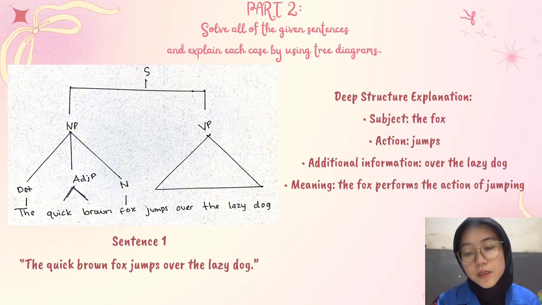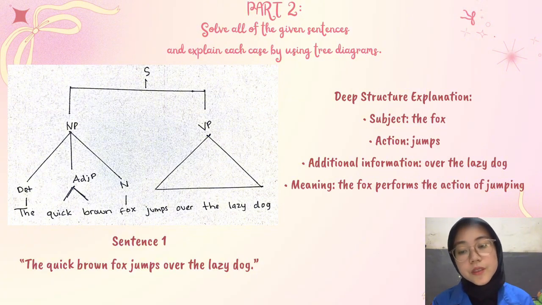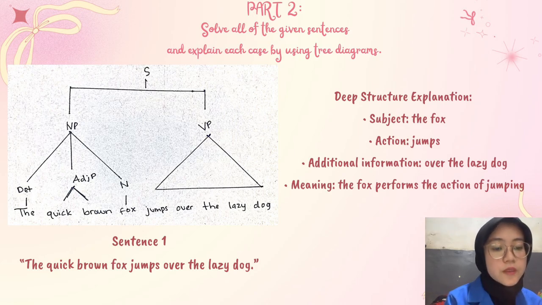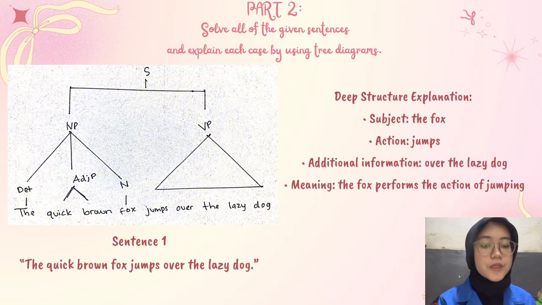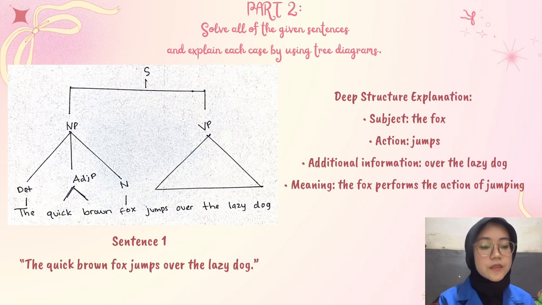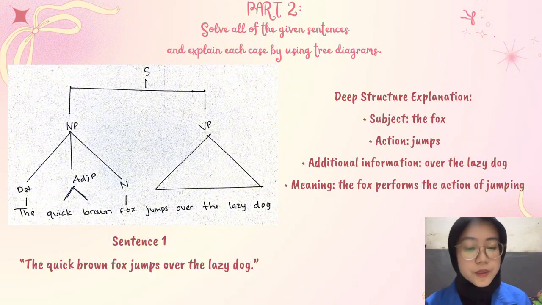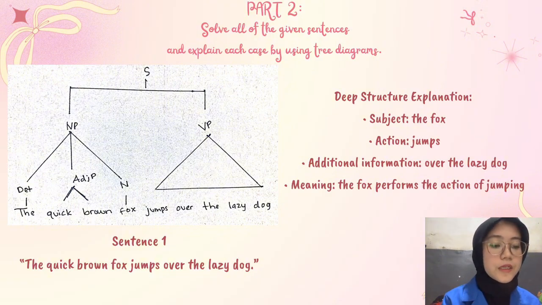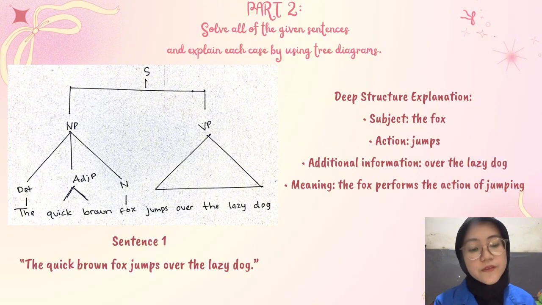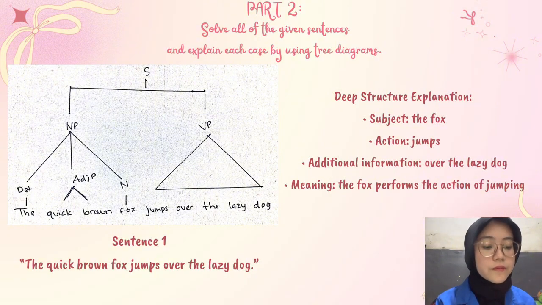So "the" is a determiner, and "quick brown" is an adjective phrase, "fox" is a noun, and it becomes a noun phrase. "Jumps over the lazy dog" is a verb phrase. So this sentence has a very simple deep structure. At the deep structure level, we focus on the basic meaning and not the details. So the subject of the sentence is the fox, the main action is jumps. The phrase "over the lazy dog" only gives additional information about the action. So in the deep structure, the meaning is very clear. A fox performs the action of jumping over a dog.